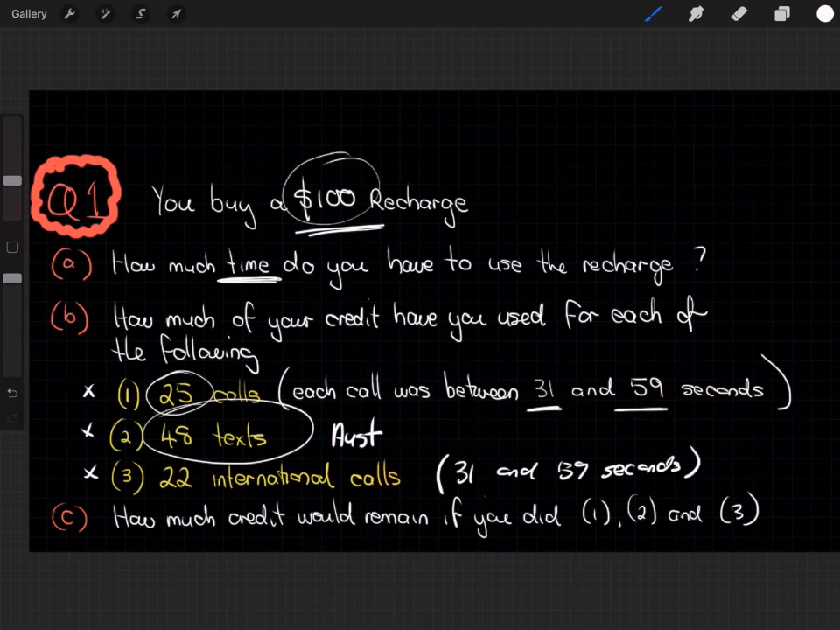And then if you did all three of those, you did this, this, and this, how much of your credit would you have left over if you did all three, okay? So that's the next thing you need to work out.